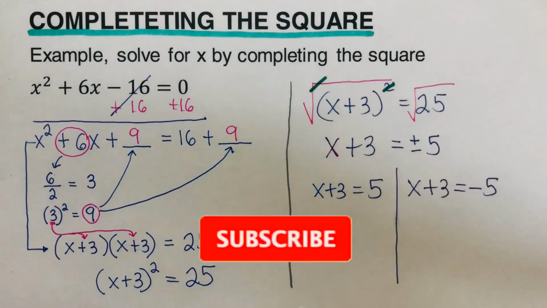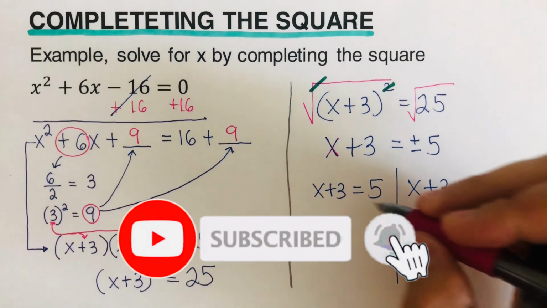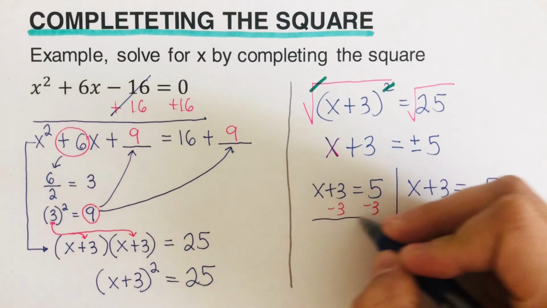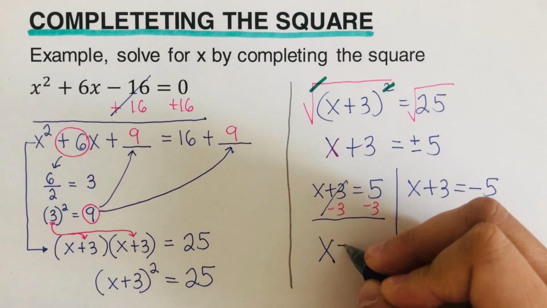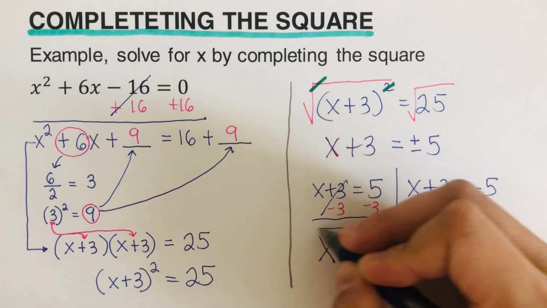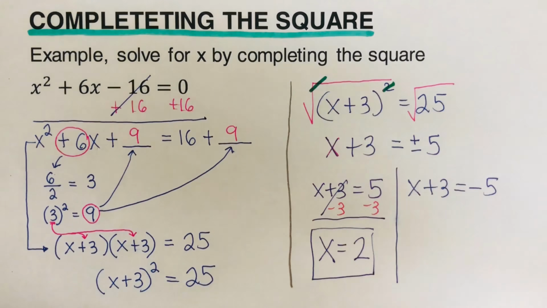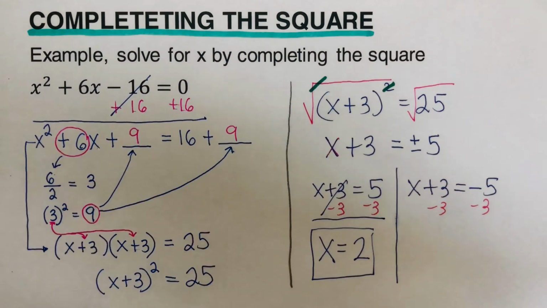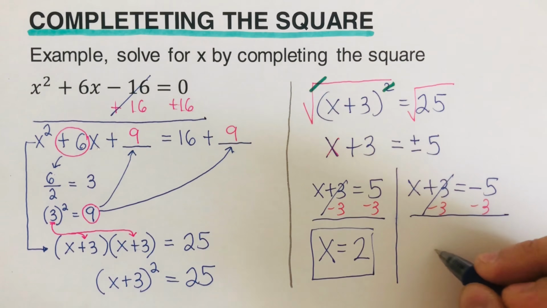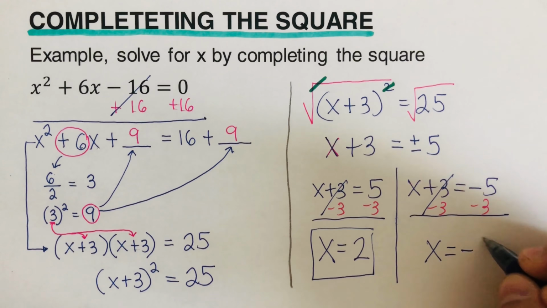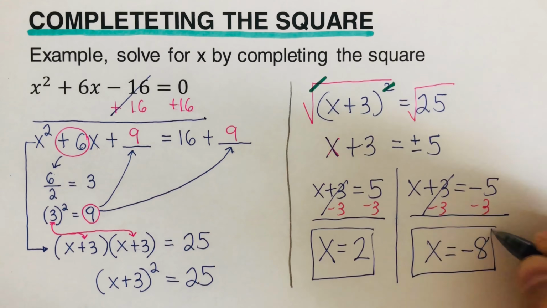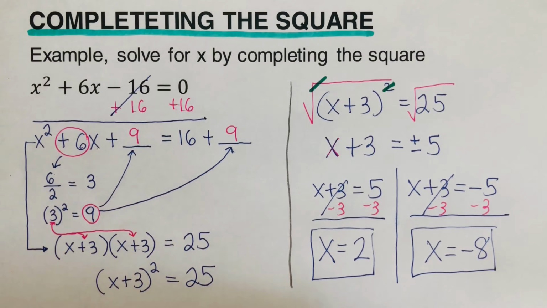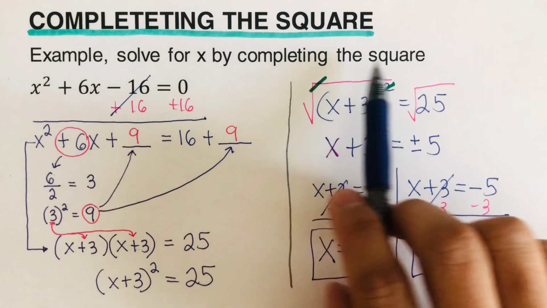And then from here, I am going to simplify it. This is minus 3 and minus 3. So then I am left with x is equal to 2. So that's the first x. And then we subtract 3 from both sides here. Subtract 3. So then I cross the 3 out. So we're left with x equals negative 8. So these are the two solutions. Again, this method, all the steps that we did here, is called completing the square.